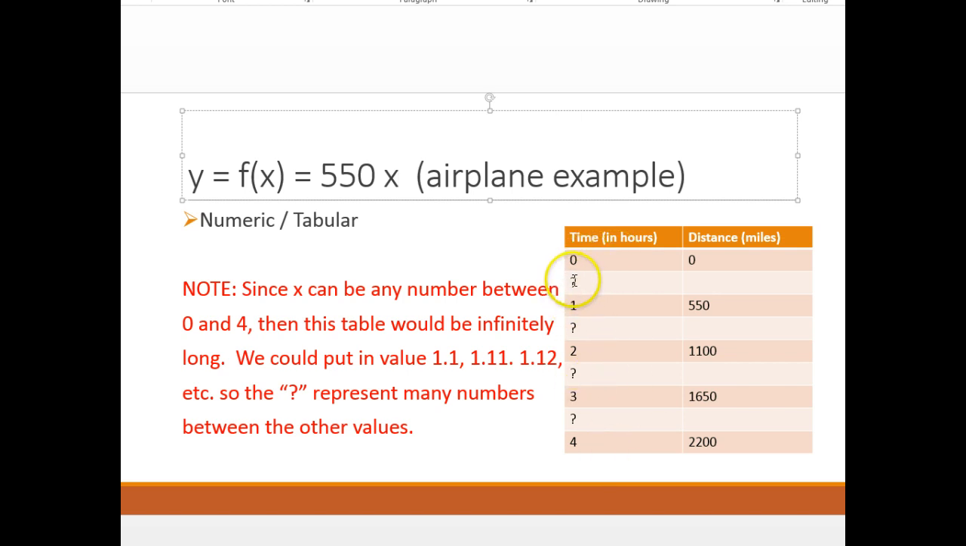This would be an infinite table if I were to put in every possible point. I could ask for half an hour, 15 minutes, 0.1 hour, 0.01 hours. So in this case, please understand that I am limited by space and time. I could not fill this in completely. So please understand I can represent a function using a table. Input is typically your left column, the output being your right column.